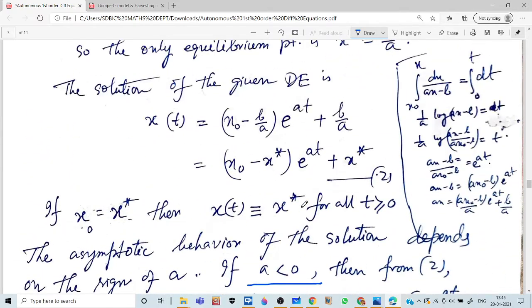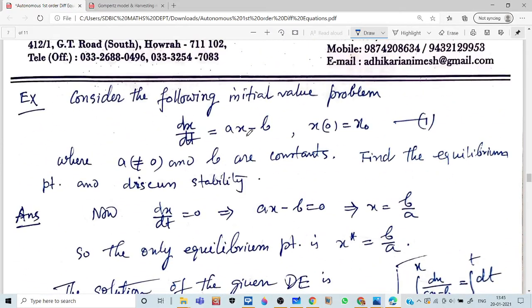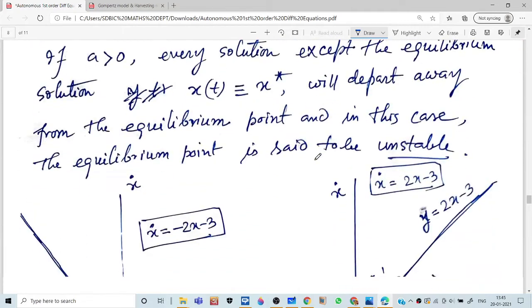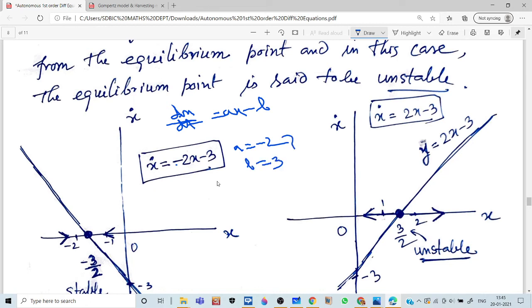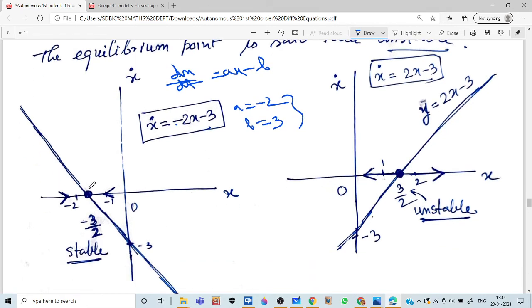And for this, suppose dx/dt, that is x dot, is equal to ax minus b. Put a equal to minus 2 and b equal to 3. Then x star is equal to b/a, so this is equal to minus 3/2. So this is the point.